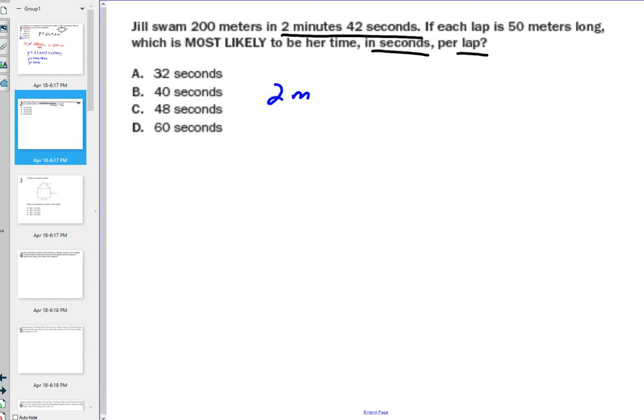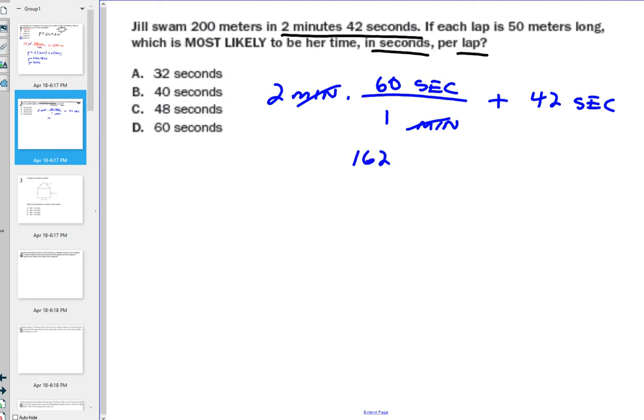So 2 minutes. If you were to do dimensional analysis here, we want the minutes to cancel out, so we want that to be on the bottom. And we want to turn that into seconds. How many seconds are there in a minute? 60. So there's 60 seconds in 1 minute. But then you have to add those extra 42 seconds at the end. So when the minutes cancel out, 2 times 60 is 120, plus 42 is 162.